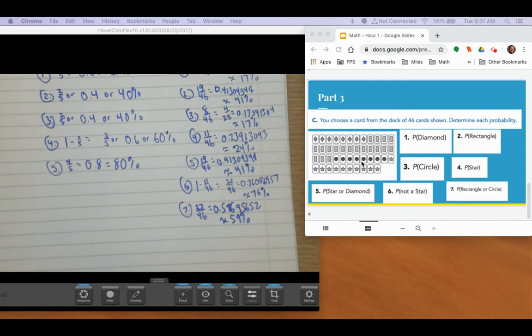So all of these, we were finding the probability from a given situation. All of these were the theoretical probabilities because we were not running an experiment. We were just thinking about it.